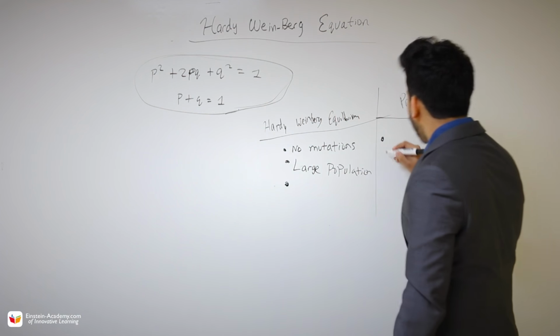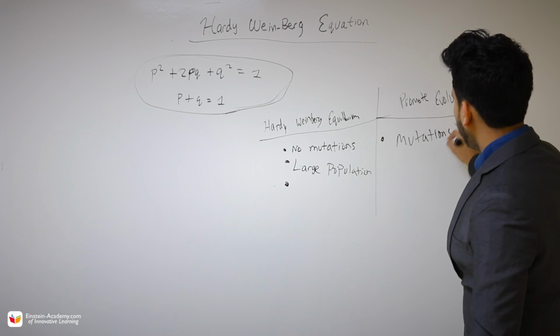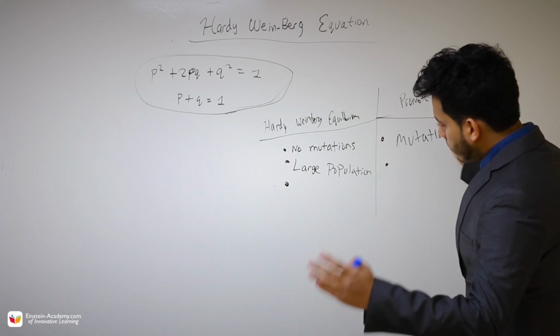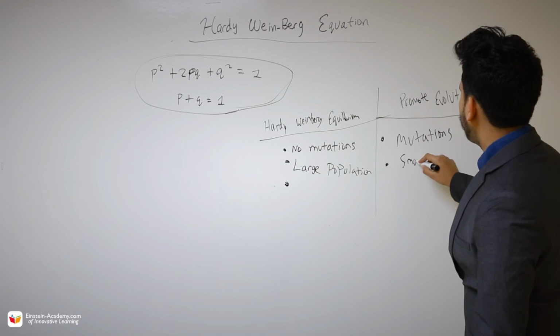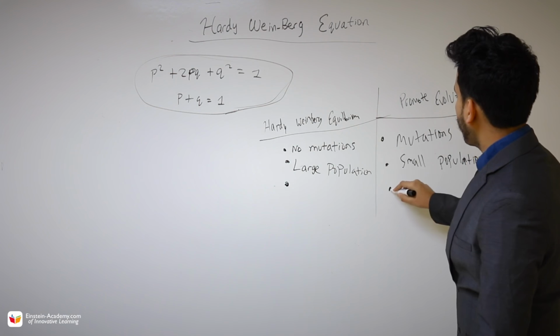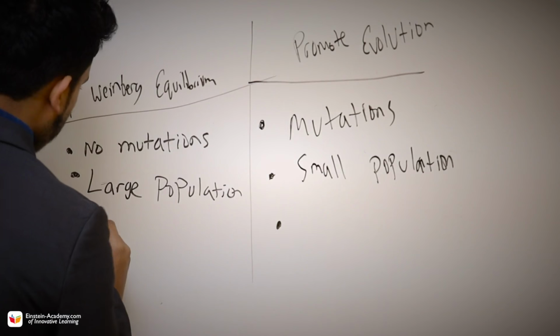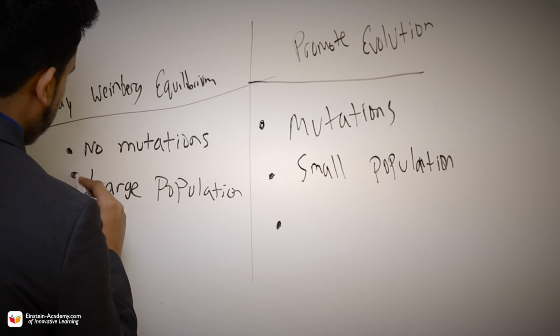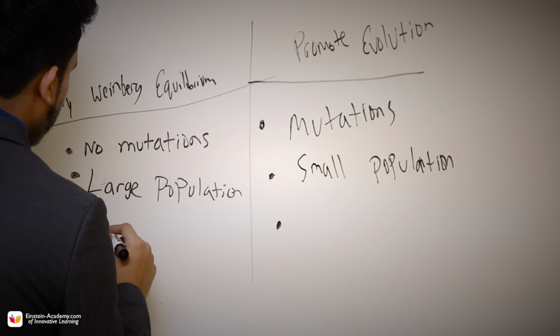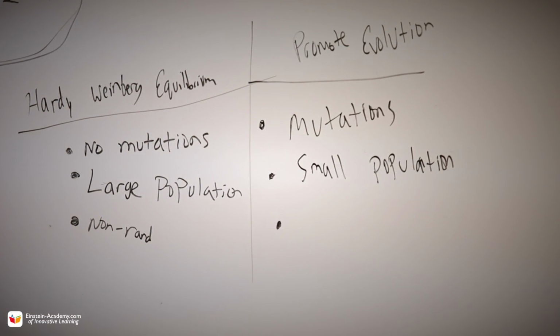Obviously, if you want to promote evolution, you want mutations. Okay, quote unquote, you want a small population size, population sample. What else? Non-random.